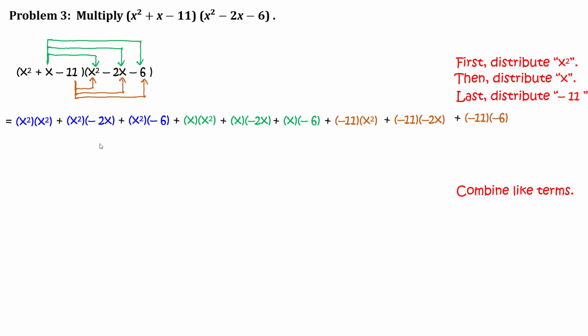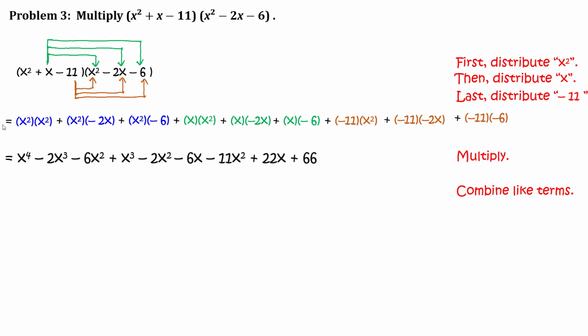All right. So the next thing I'm going to do is multiply. X squared times x squared is x to the 4th. X squared times negative 2x is negative 2x cubed. X squared times negative 6 is negative 6x squared. X times x squared is x cubed. X times negative 2x is negative 2x squared. X times negative 6 is negative 6x. Negative 11 times x squared is negative 11x squared. Negative 11 times negative 2x is positive 22x, and negative 11 times negative 6 is positive 66. So I still get the same 9 terms.